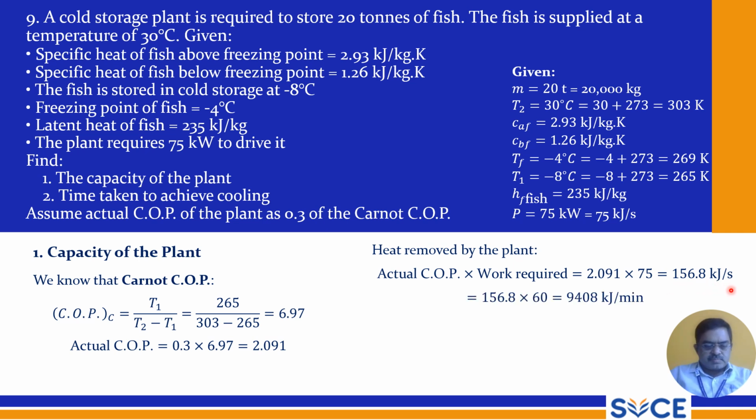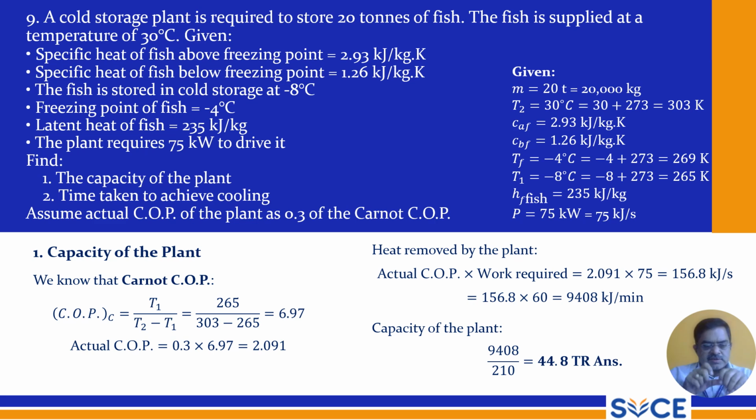per second. So we convert it into per minute. It is equal to 9408 kilojoules per minute. And the capacity of the plant we can calculate in terms of tonnage: 9408 kilojoules per minute divided by 210 equal to 44.8, the tonnage of refrigeration. So that is the capacity of the plant. The tonnage of refrigeration gives you the capacity of the refrigeration plant.